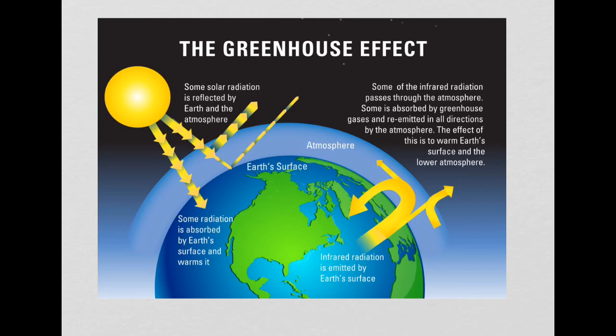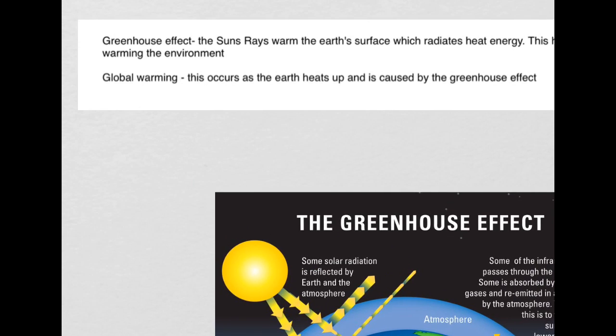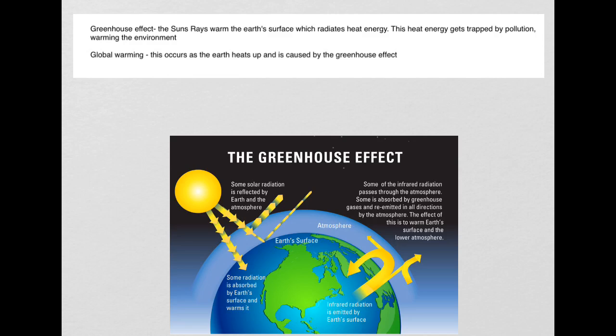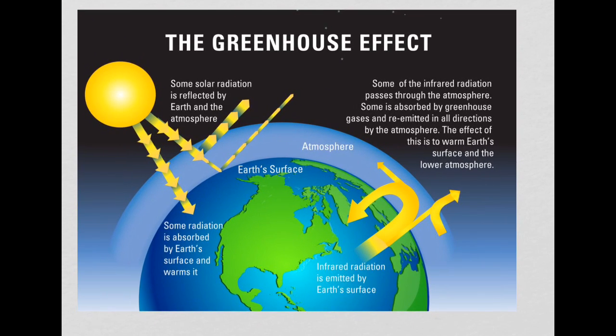This video is designed to talk you through the causes and consequences of climate change in the UK. The first thing we need to talk about is this idea of the greenhouse effect. The greenhouse effect occurs when the sun's rays warm the Earth's surface, which radiates heat energy. This heat energy gets trapped by pollution, therefore warming the environment. This diagram represents it nicely.